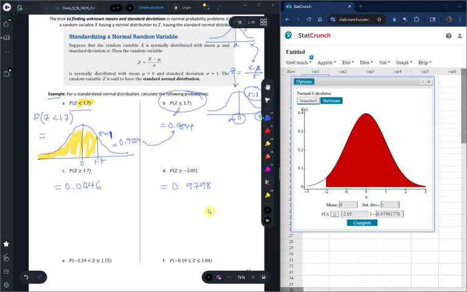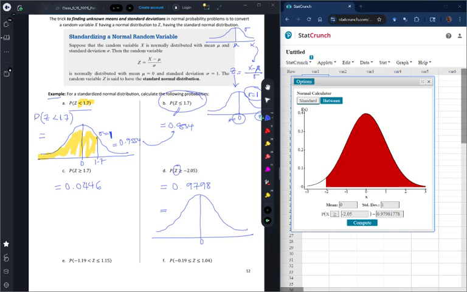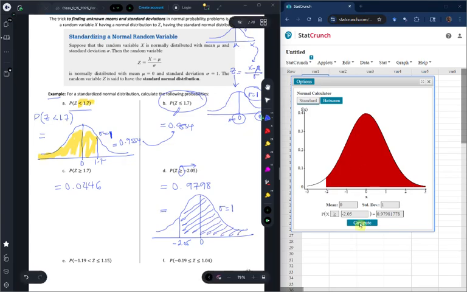Then I would like to illustrate what this looks like graphically. Since we're dealing with the z random variable, the standard normal, the mean is 0 and the standard deviation is 1. And I'm interested in the value negative 2.05, and I want to look at the area to the right. So that will be the area to the right of negative 2.05 here, and the size of that area is this probability.